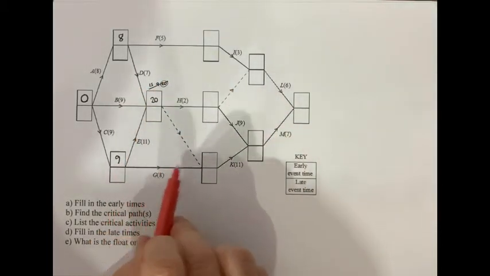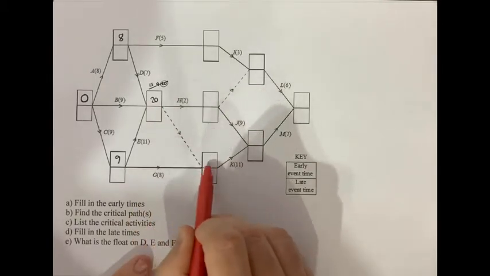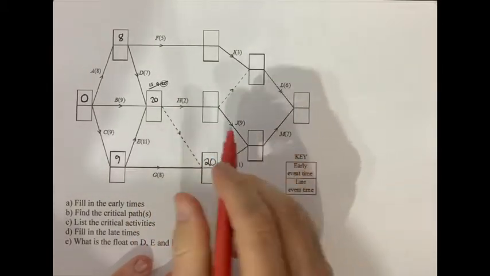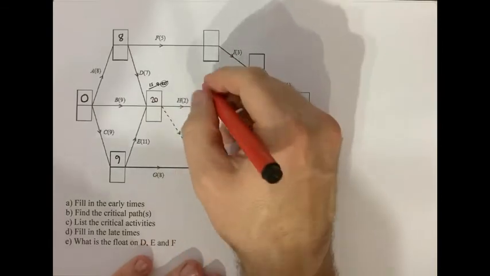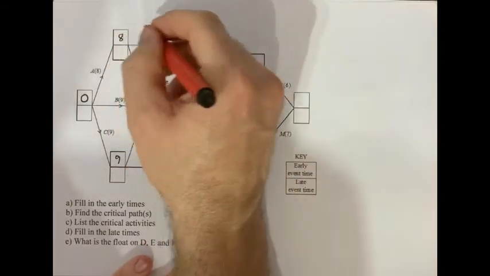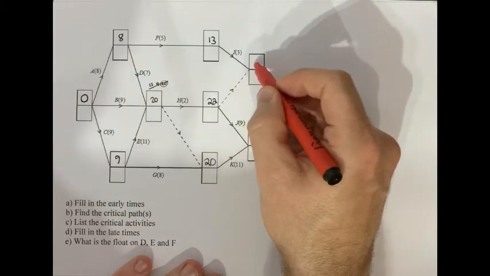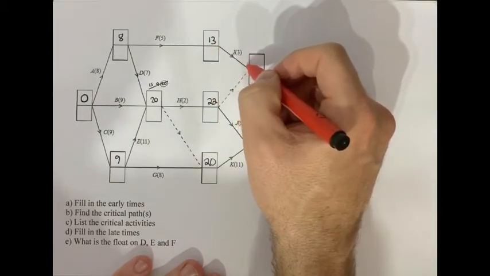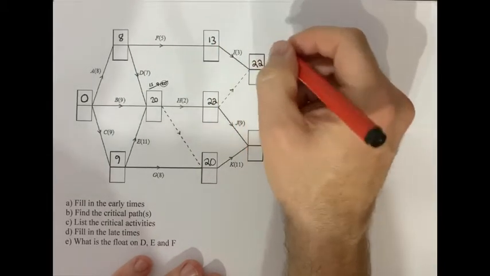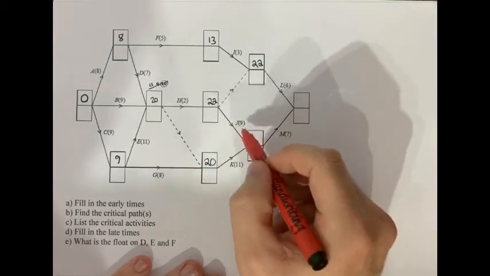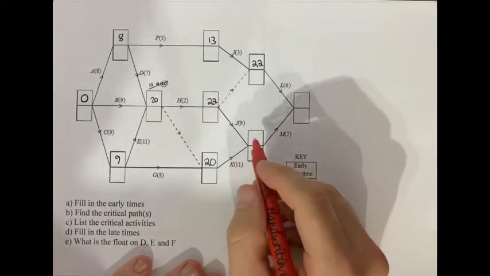Here, 9 plus 8 is 17. 20 plus 0 is 20, so 20 is the winner. 20 plus 2 is 22. 8 plus 5 is 13. So now we've got 22 plus 0 is 22, versus 13 plus 3 is 16, so 22 wins. 22 plus 9 is 31, 20 plus 11 is 31.